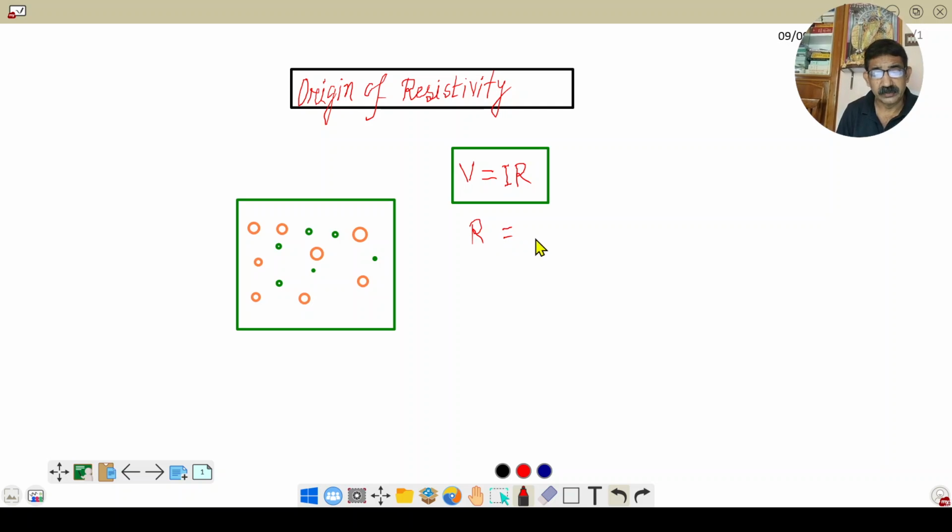R is equal to rho L by A, the expression for resistance, and particularly rho. This one is known as resistivity. Rho is specific resistance or resistivity, and we shall discuss in this class about the origin of resistivity.